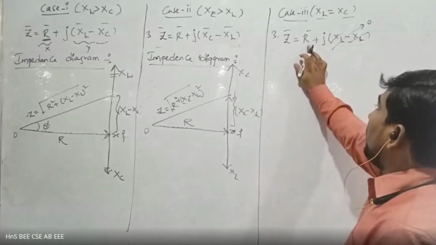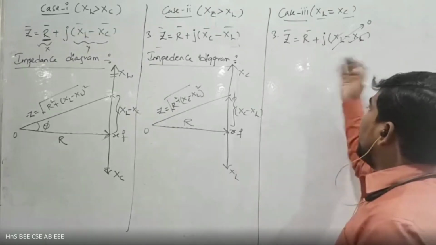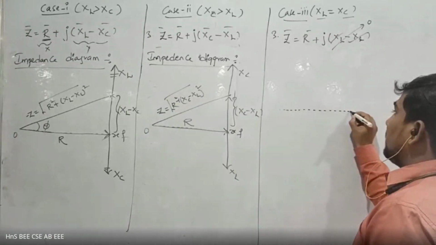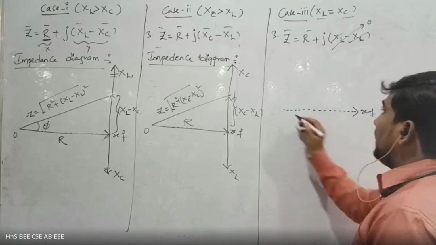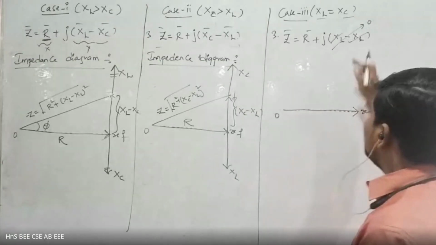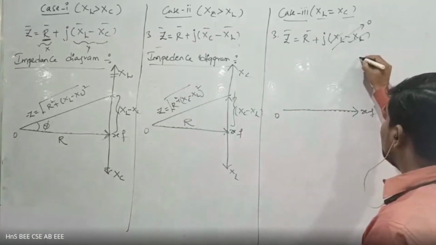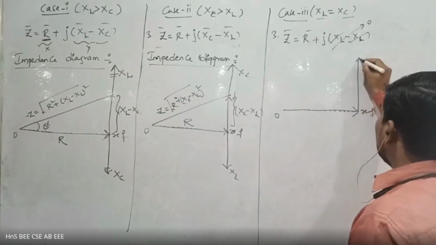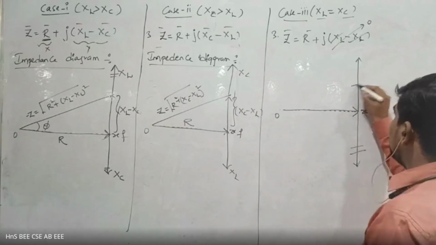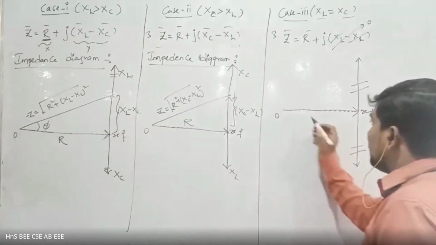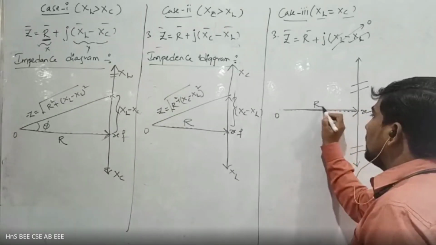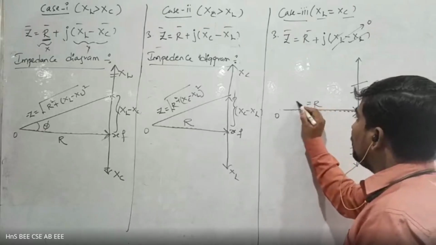Case number 3. Simply, you take the reference line first. Take the reference line, that is the x-axis, and R is the x-axis again. This is the reference angle. And next, the XC value and XL value are both the same. If these two terms are cancelled, then we get a line that is the x-axis. This is a line. Okay, and this is also R equal to Z.